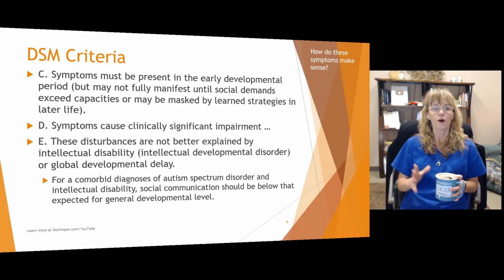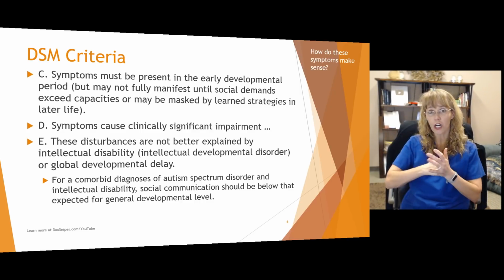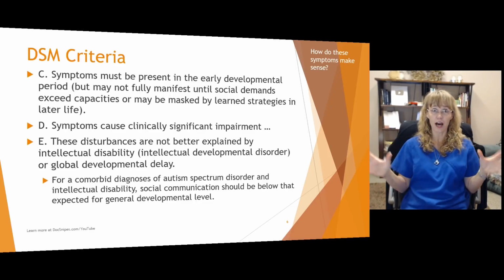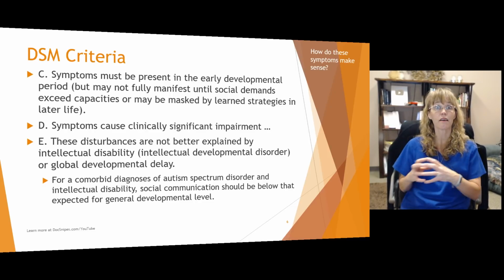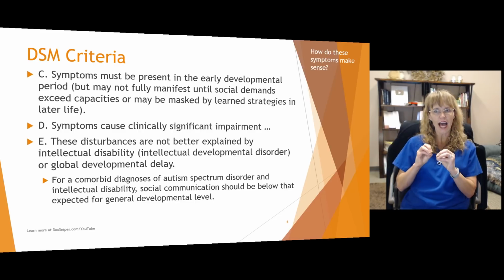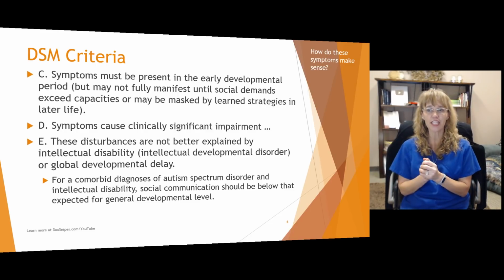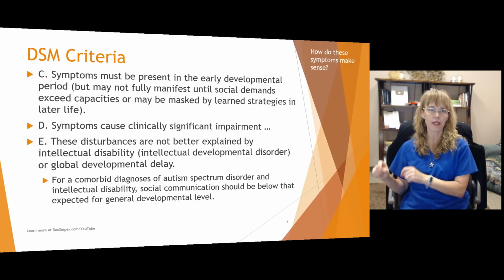These disturbances are not better explained by intellectual disability or intellectual developmental disorder or global developmental delay. Now, intellectual developmental disorder does co-occur with autism pretty frequently, but not always. There are a lot of people who have average to above average intelligence and autism. For a comorbid diagnosis of autism spectrum disorder and intellectual disability, what you're wanting to look at is social communication, and the person's interpersonal communication should be below that expected for their general developmental level.